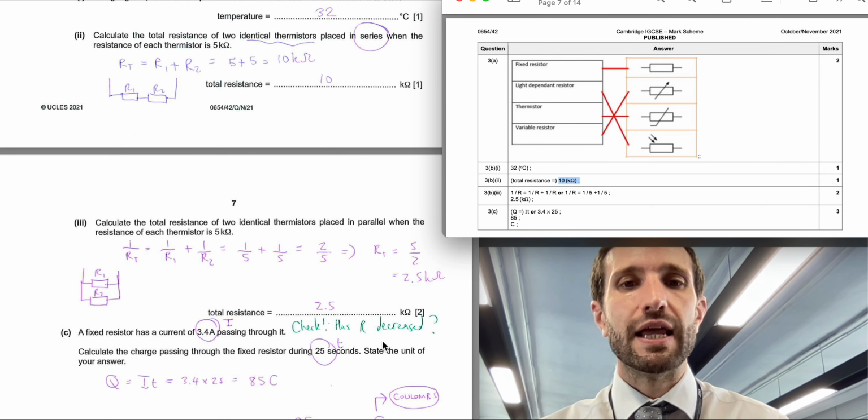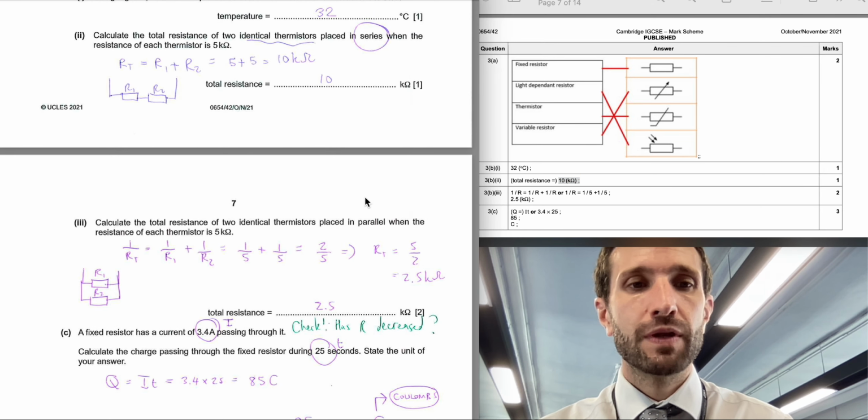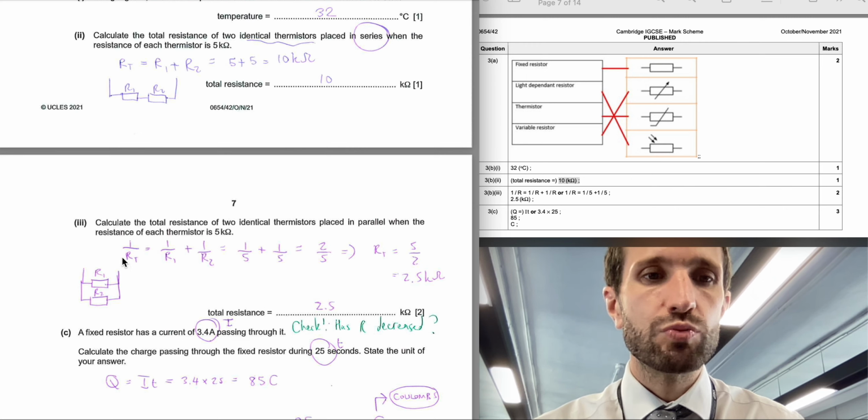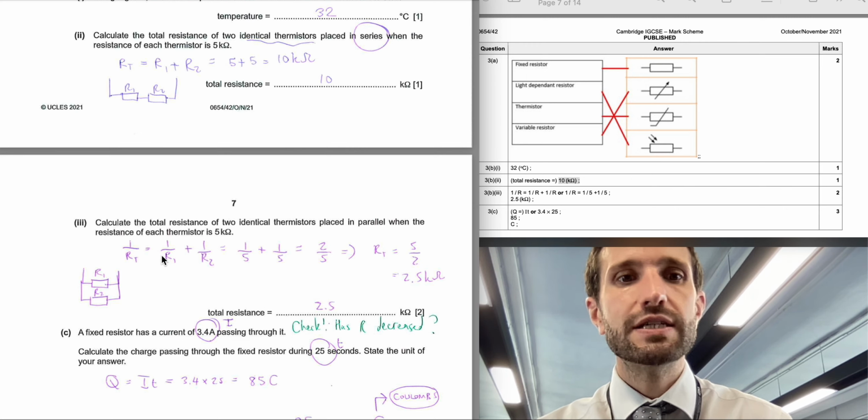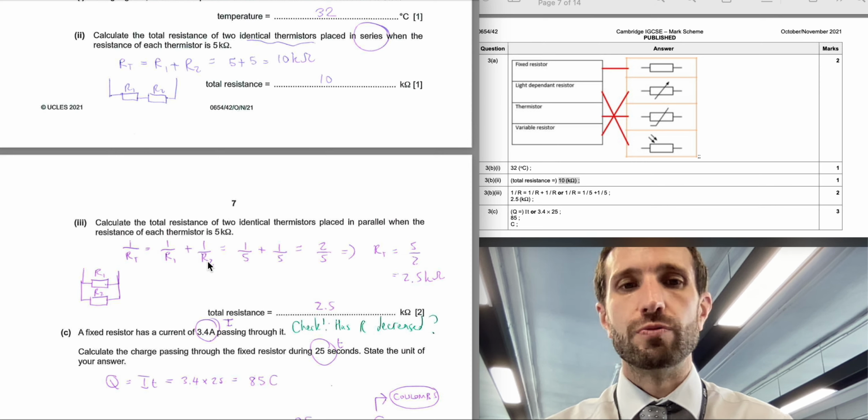We're connecting in parallel. Now in parallel, you may be used to the equation, which is 1 over Rt is equal to 1 over R1 plus 1 over R2.